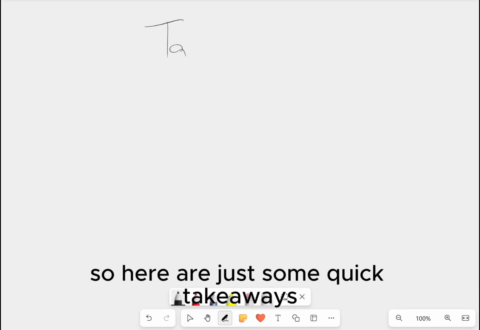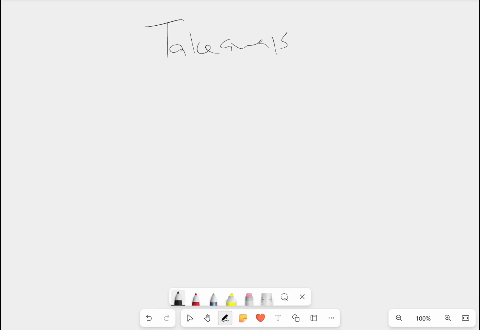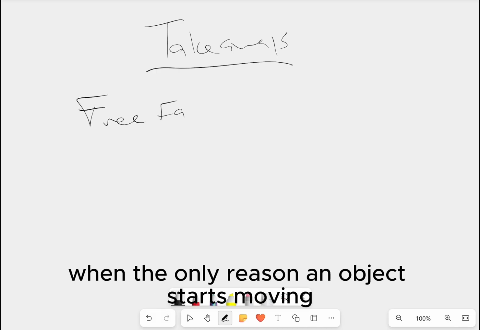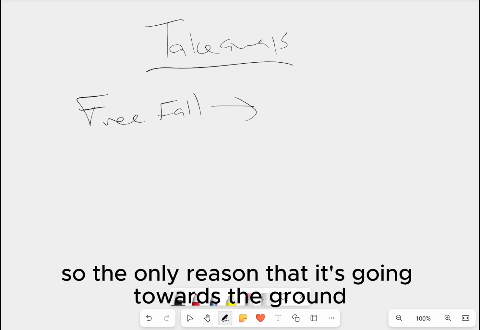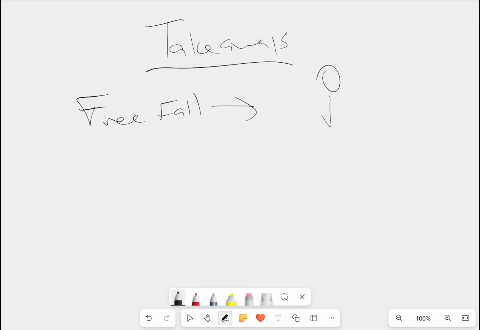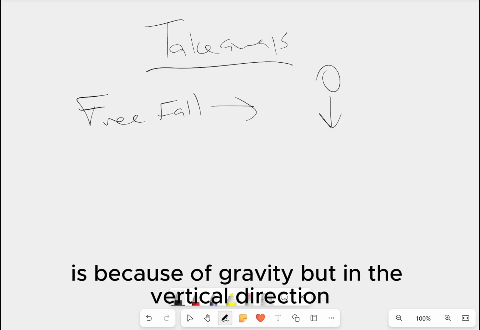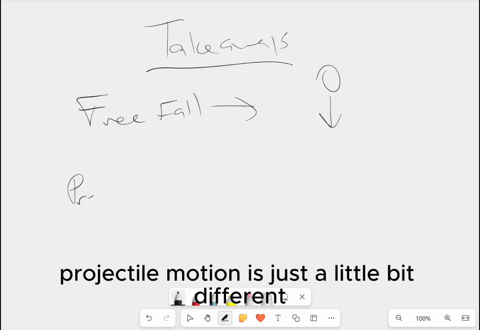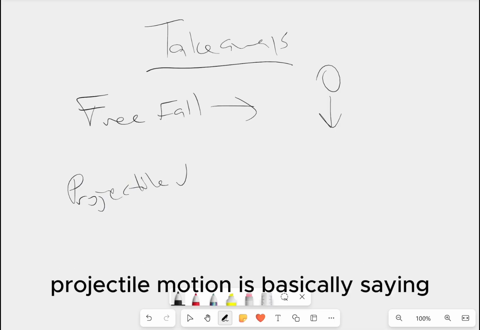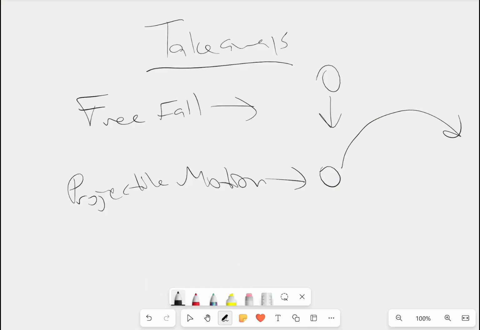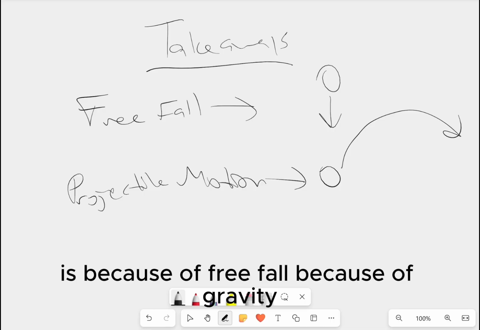So here are just some quick takeaways that I want you to take away from this video. The first being free fall. Free fall is just basically when the only reason an object starts moving is because of gravity. So the only reason that it's going towards the ground is because of gravity. The only reason that it changes its motion is because of gravity, but in the vertical direction. And then projectile motion is just a little bit different. Projectile motion is basically saying the only reason that a projectile is changing its horizontal motion is because of free fall, because of gravity.